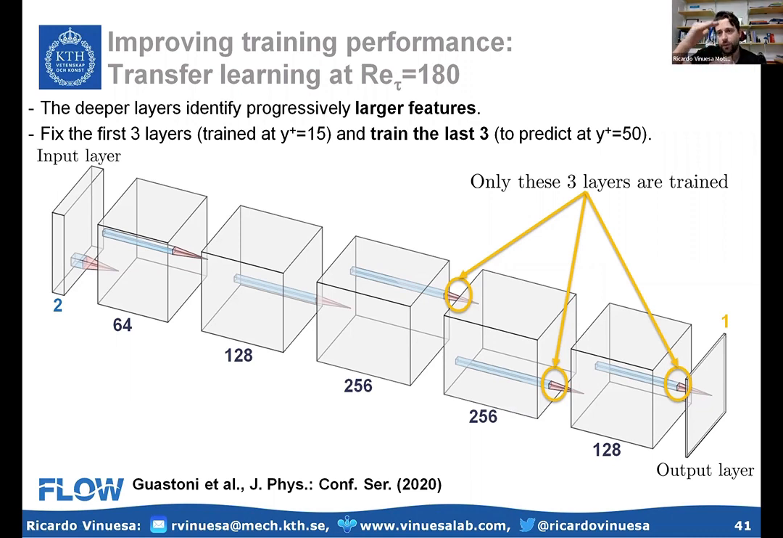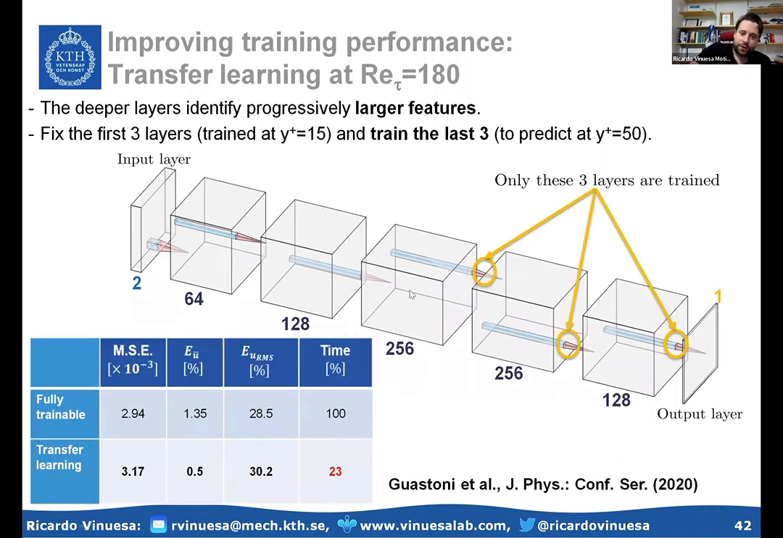When we go farther away from the wall, we will have larger and smaller scales. And in principle, since the first layers are identifying and predicting smaller scales, those ones probably will not change so much. So the smaller scales are probably quite similar, close and farther away from the wall, whereas the larger scales change. And those are the ones that we can actually identify with the last layers that we retrain after the transfer learning.